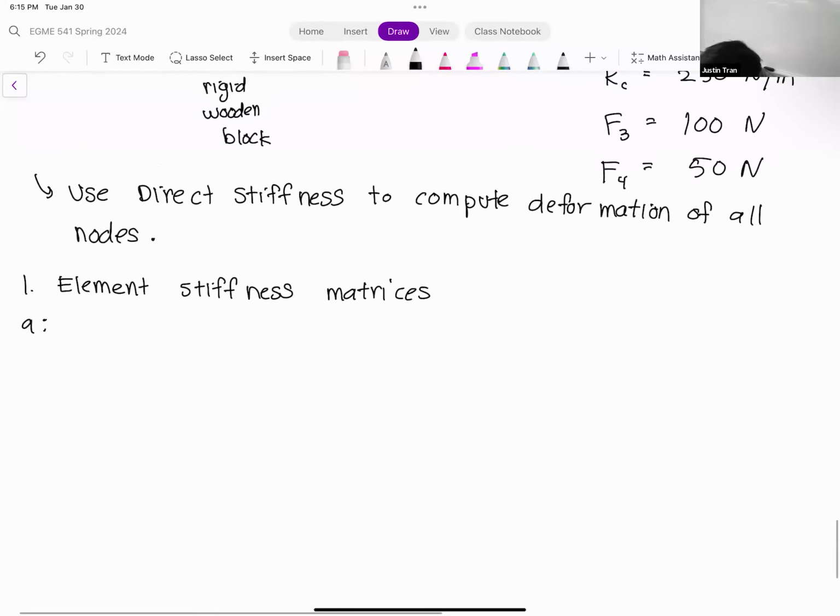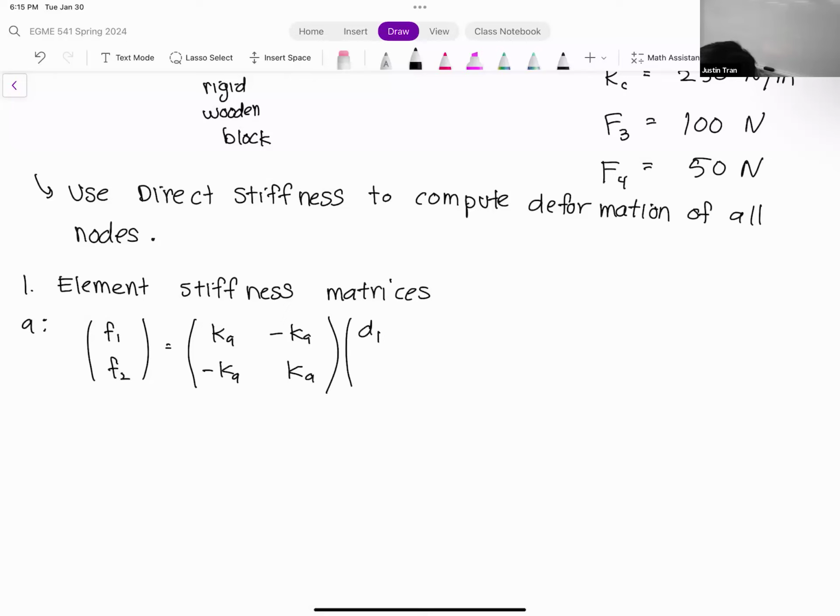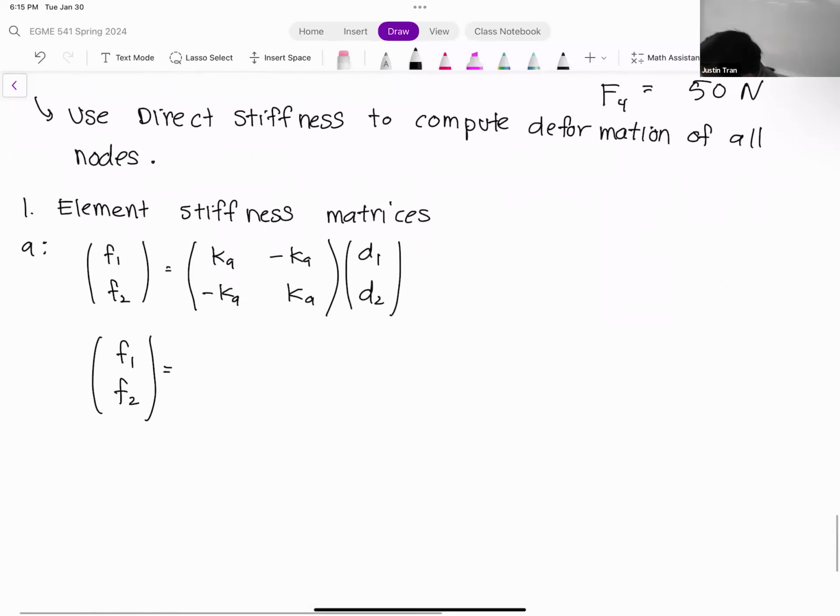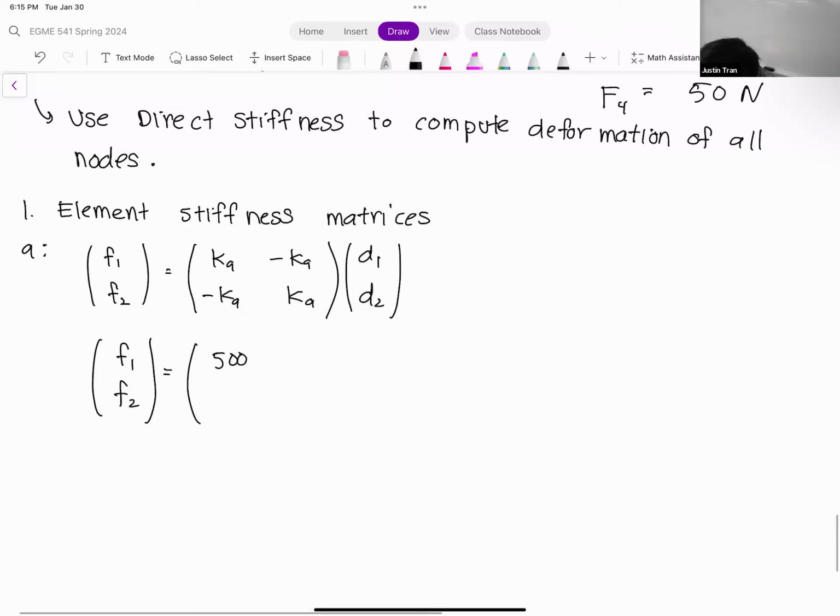And so that tells us the element stiffness matrix is going to be F1, F2 is equal to Ka, minus Ka, minus Ka, Ka, times D1, D2. Let's go ahead and plug in the numbers for this. Because we have a value for Ka, we have F1, F2 is equal to, Ka has a value of 500. So we have 500, minus 500, minus 500, 500, times D1, D2.